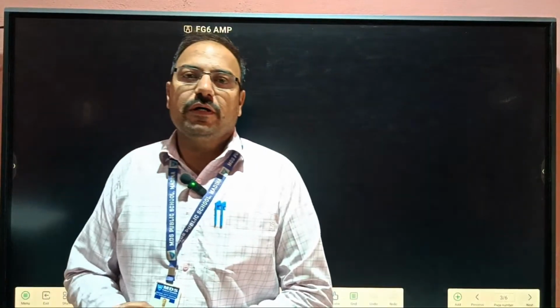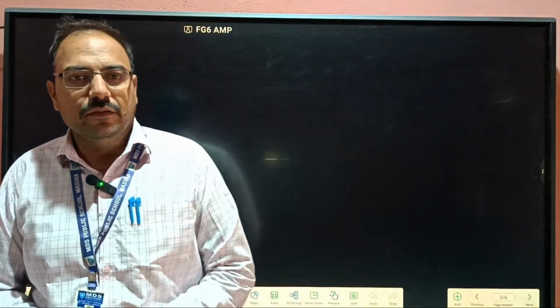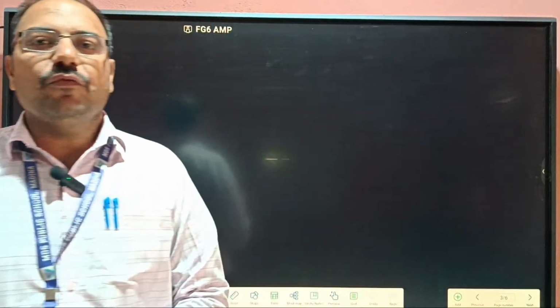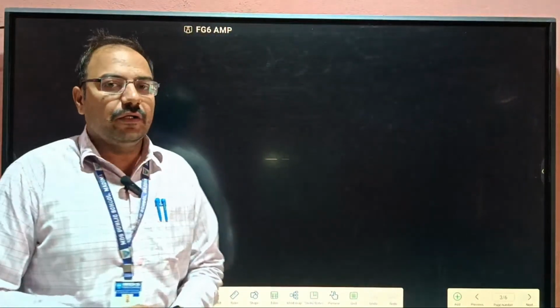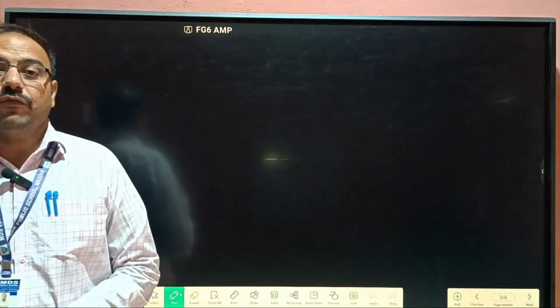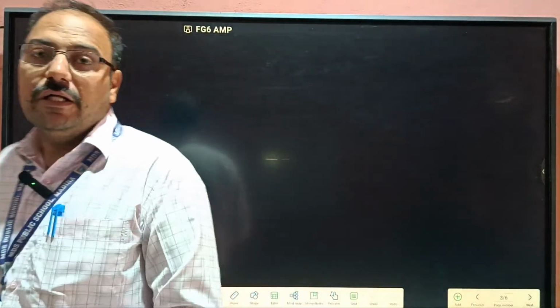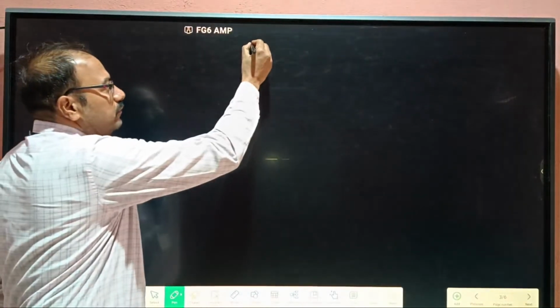Today we read about the reflection of light. This is part of the 10th class chapter on light. This includes reflection of light, refraction of light, scattering of light, and dispersion of light. We study here a comparative study also. So first of all, what is light?